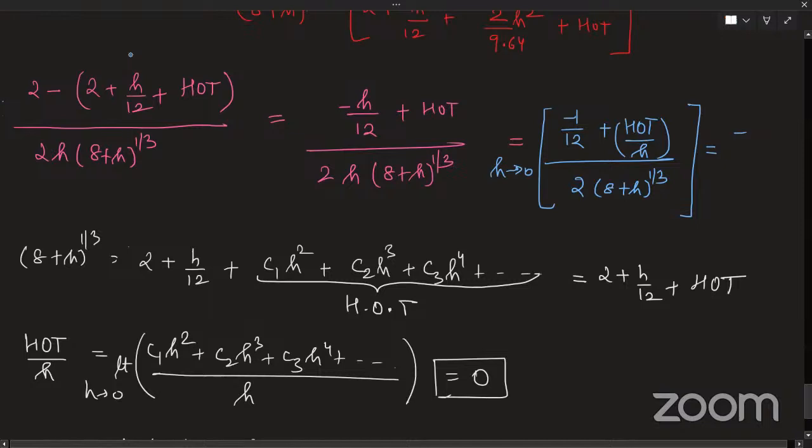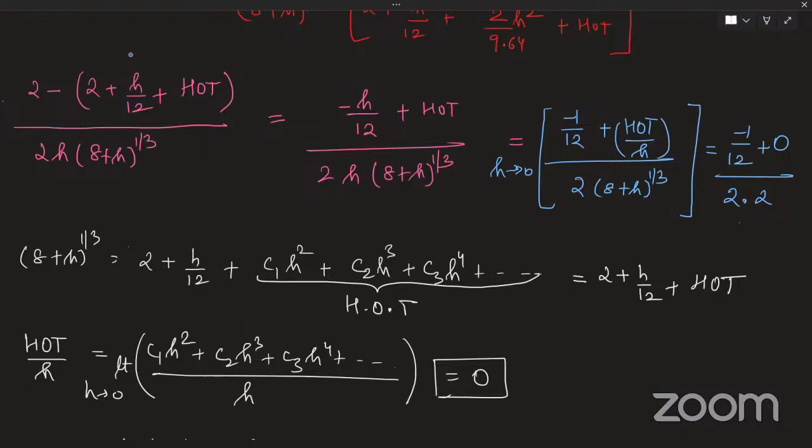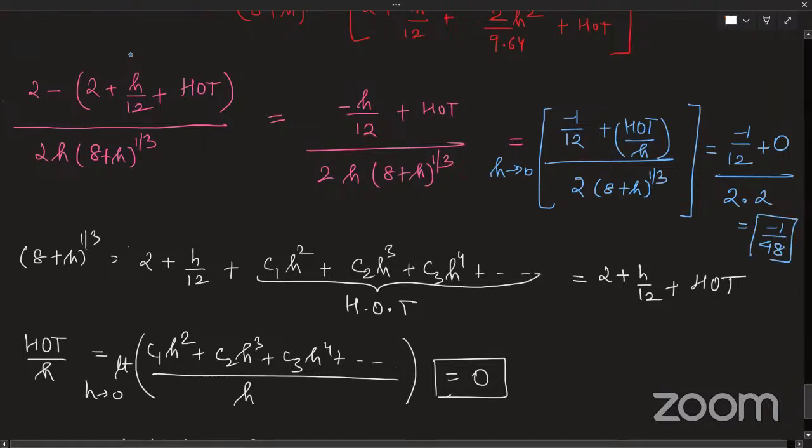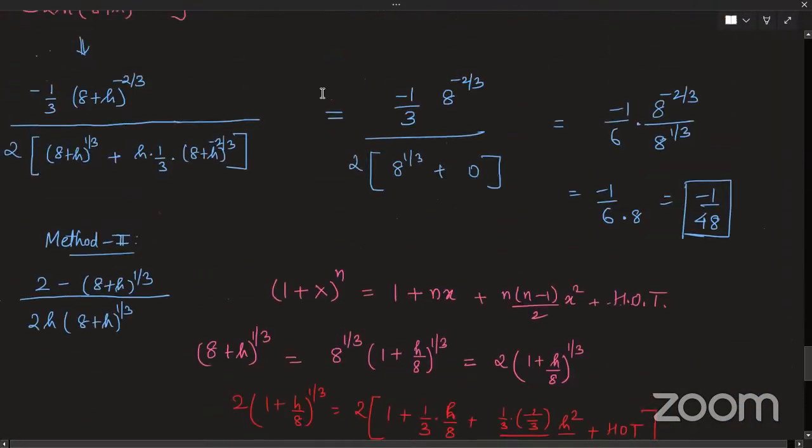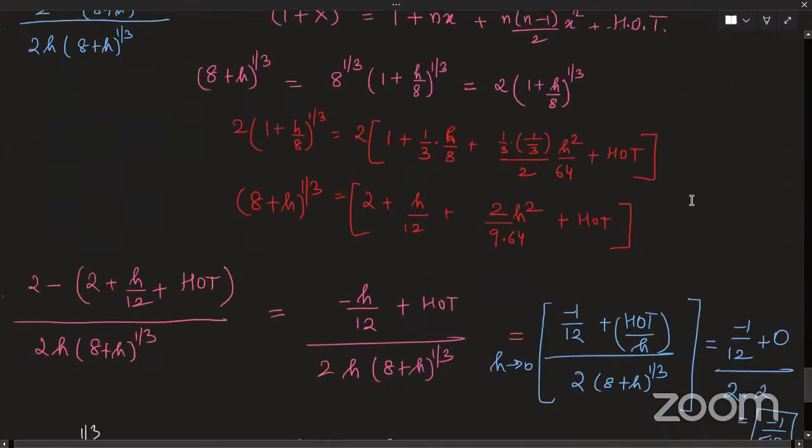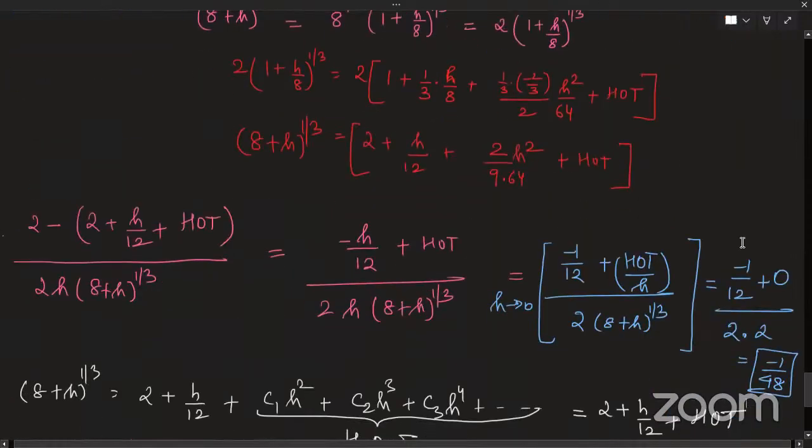Substitute h as 0. So minus 1 by 12 plus 0 divided by 2 into 8 to the power of 1 by 3. What is 8 to the power of 1 by 3? 2. 2, sir. So minus 1 by 12 into 4. Minus 1 by 48. So minus 1 by 48. What did you get? Okay, so we got the same answer. So luckily, it is correct, right?